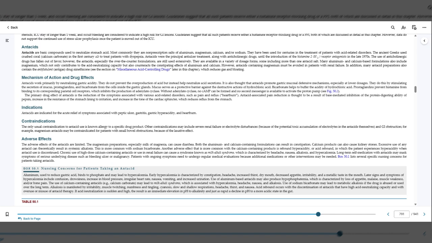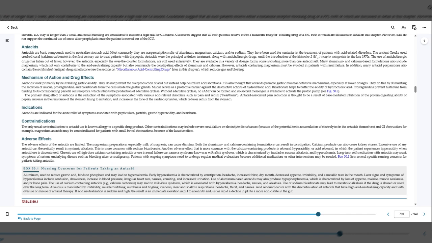Our contraindications are known to be allergy, drug allergies, renal failure, and electrolyte disorders. Adverse effects that we get from these acid-controlling antacids would be if they're magnesium-based, they can cause diarrhea. If they're aluminum and calcium-based, they can cause constipation. If they are calcium-based, they can cause kidney stones. And if they're just aluminum-based, they can cause hypercalcemia.